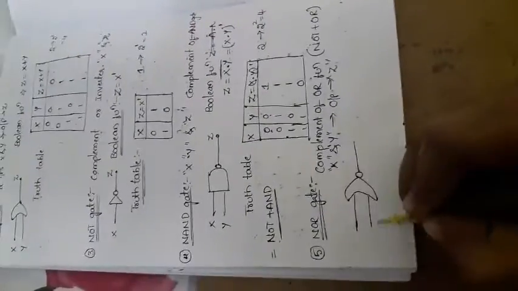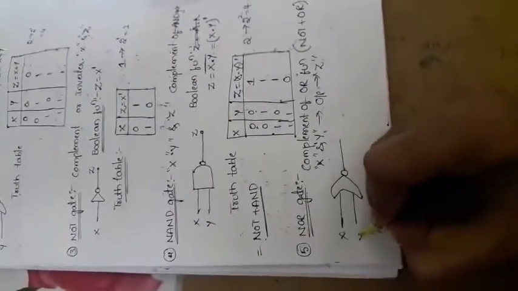Now we'll see the logic symbol for this. The OR symbol is like this, right? The OR symbol with a NOT symbol, which we refer to as a bubble. So this is the NOR gate, with inputs x, y, and this is the output function z.